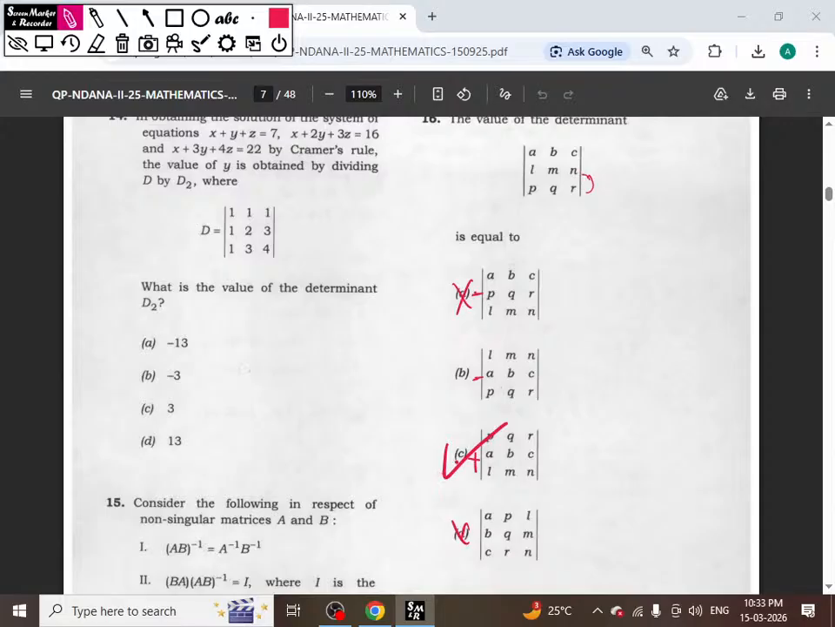Okay, so option number C looks correct to me, because if we bring ABC down here, so minus sign. PQR went up once again, plus sign. Okay, let us check this. ABC came down. LMN went up. Minus sign. Yes, plus sign. This is correct. Option number C.